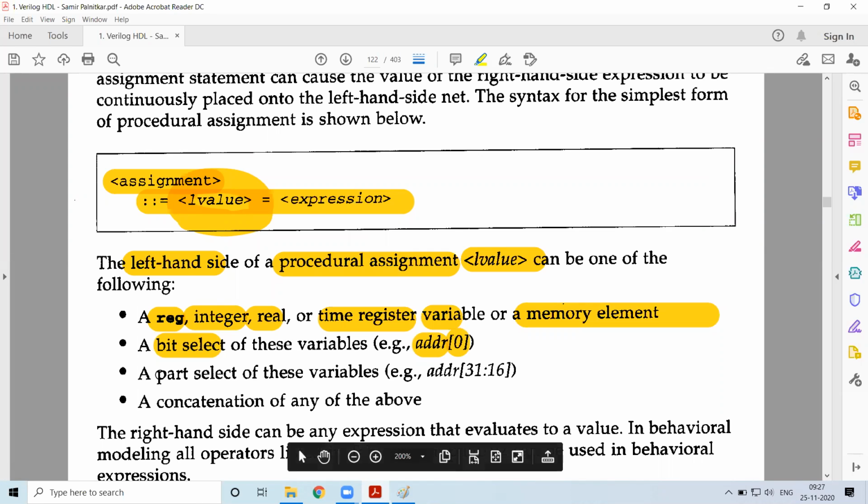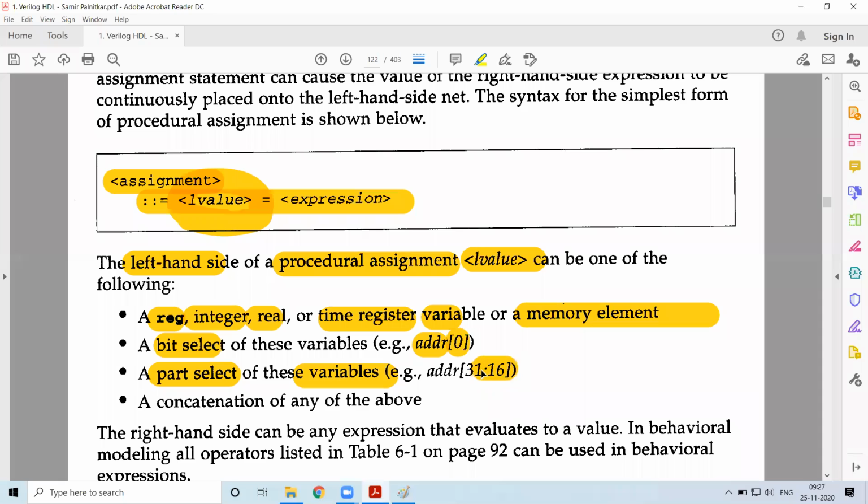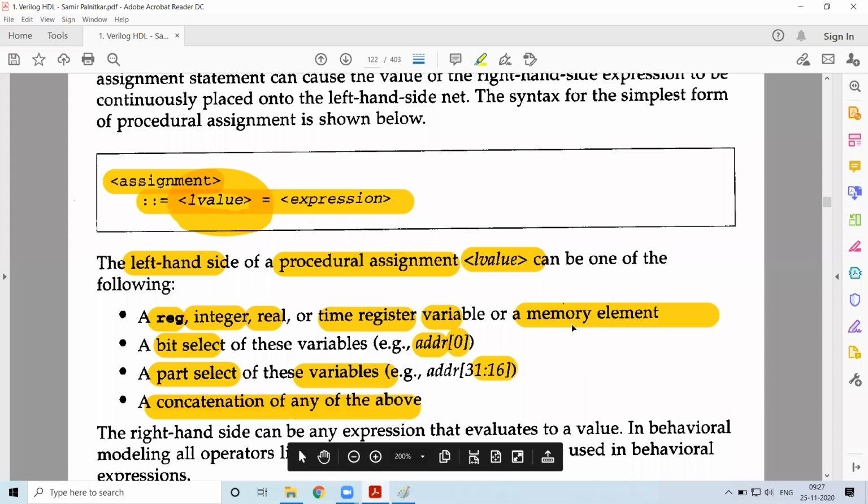Or you can have a part select of the variable. If it is, say, 32 bits, I may want to update only the bits from 16th to 31st. The remaining bits I will not be touching or disturbing, so even this is possible. These are the possibilities on the left-hand side. Then, apart from that, you can have the concatenation of any of the above values, these 4 or 5 that we have specified. We had studied the concatenation operator, which is open brace, comma, and closed brace.